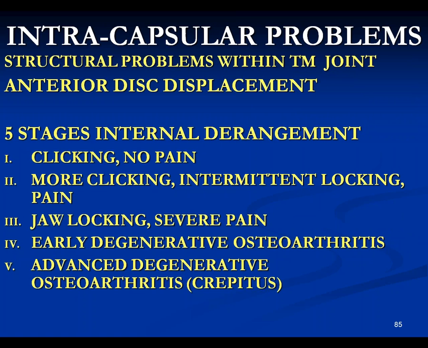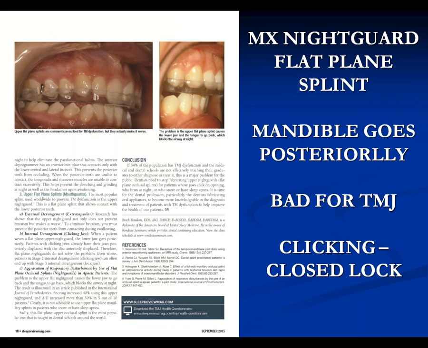And that just summarizes the 5 stages of internal arrangement. That's in the article. And that's the flat plane night guard that I don't like. It moves the mandible back. It's bad for TMJ. If you're clicking, it actually can cause a closed lock. I've got patients who are clicking, and they come to me with their jaw locked because the dentist put in a night guard. And it's too bad, because in dental school, they sure don't tell you that.